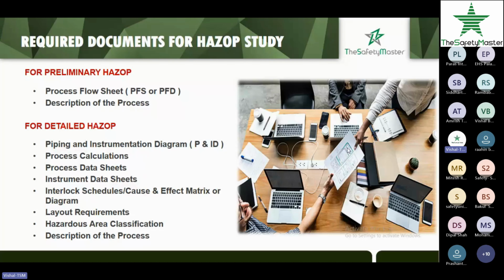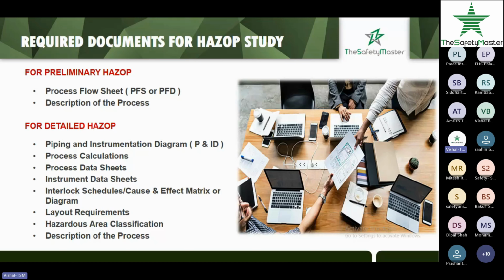So this description you give along with how much material is coming, what is the capacity of the tank, and how much is going to happen. All these things will come in the detailed part, because here we will be identifying only the preliminary things, the major things that could go wrong in your process. Then we will move on to the detailed Hazop.